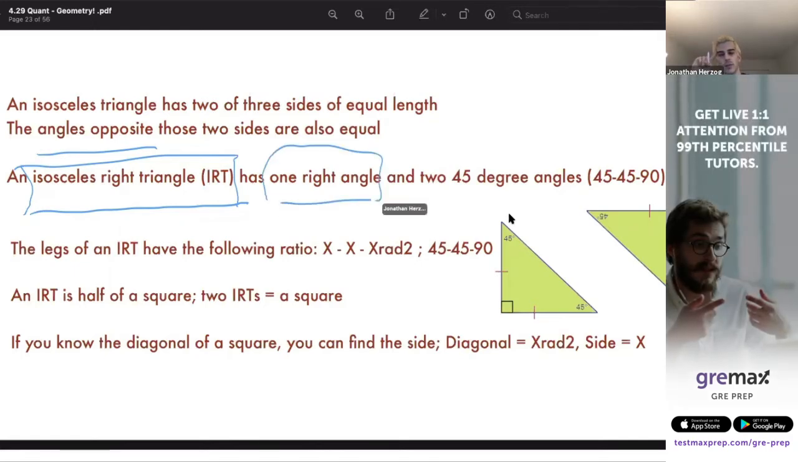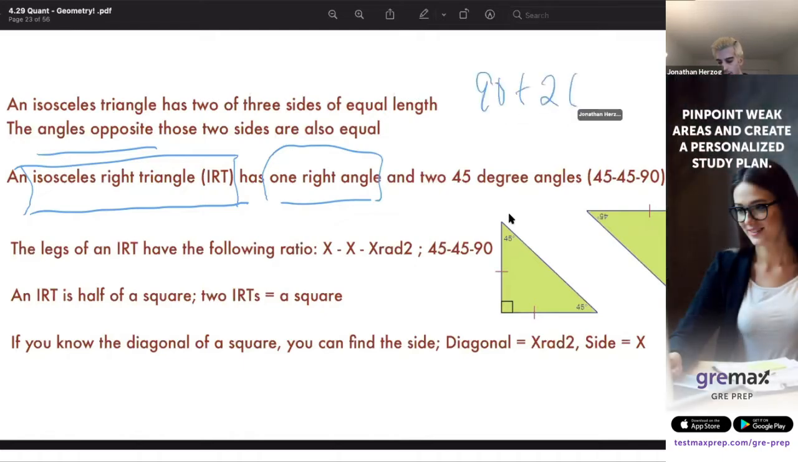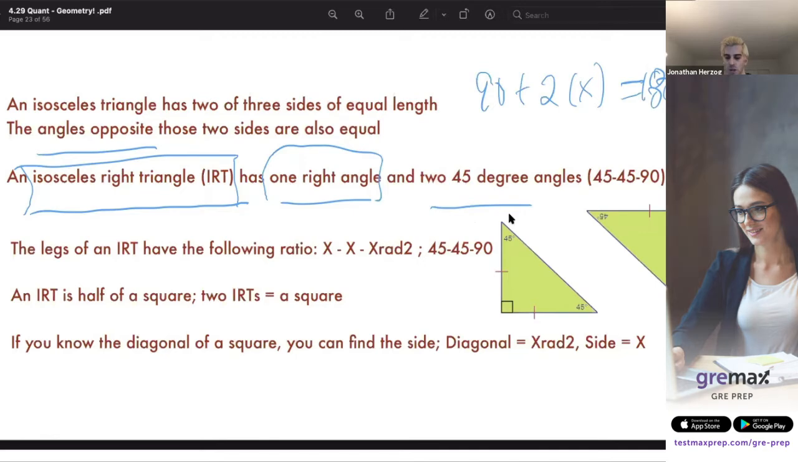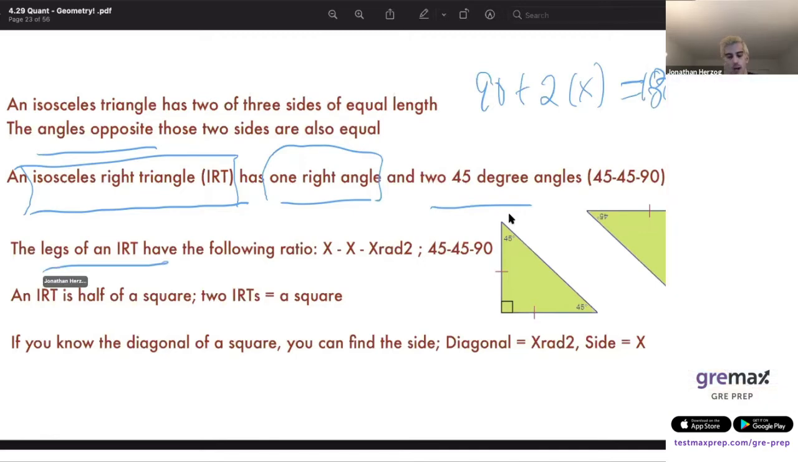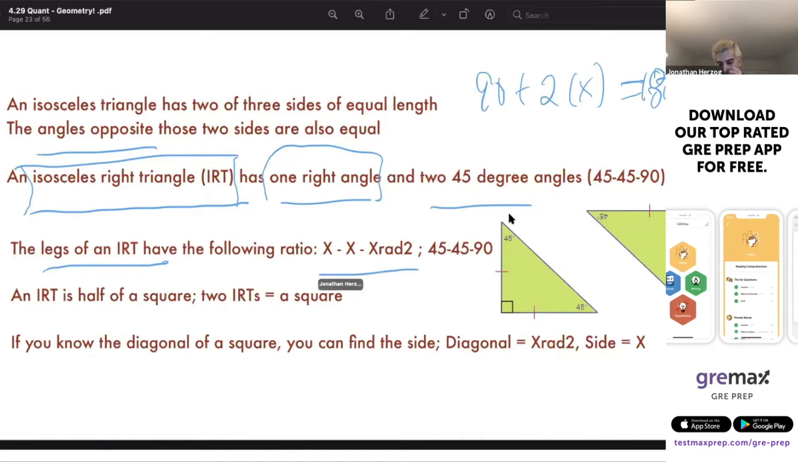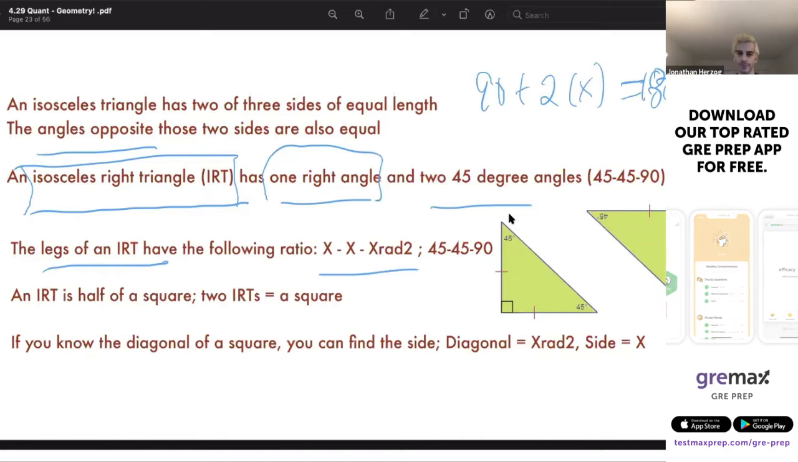But hold on. The other 2 sides are equal, so those other 2 angles are equal. And so we're basically told we have 90 plus 2 times x is equal to 180. So indeed, the other 2 angles are 45 degrees. You can always rederive it for yourself. As we saw, the sides of an IRT, or an isosceles right triangle, will always be in the following ratio: x, x, x root 2. Substitute any value for x that you'd like.